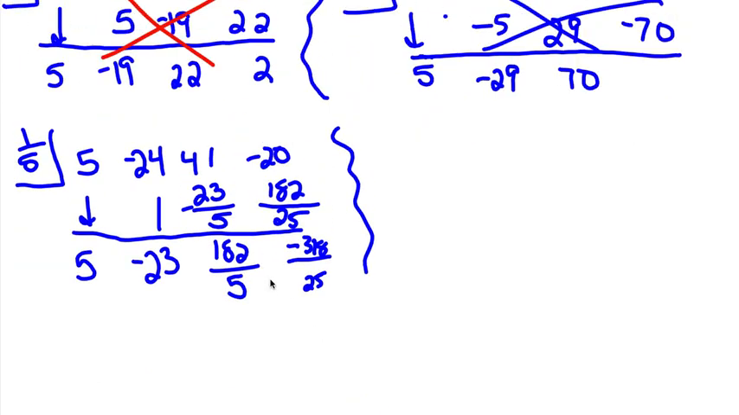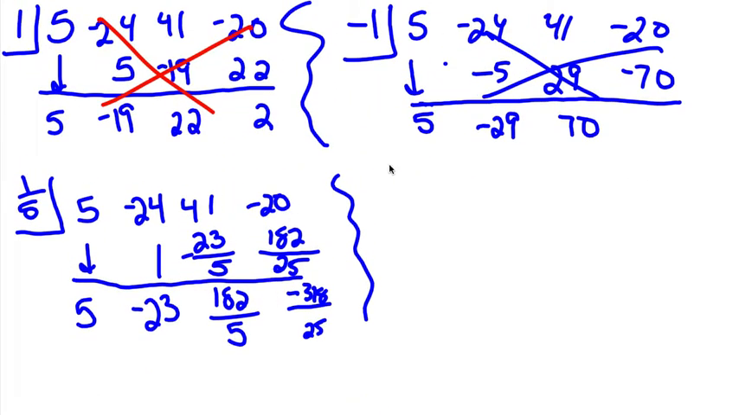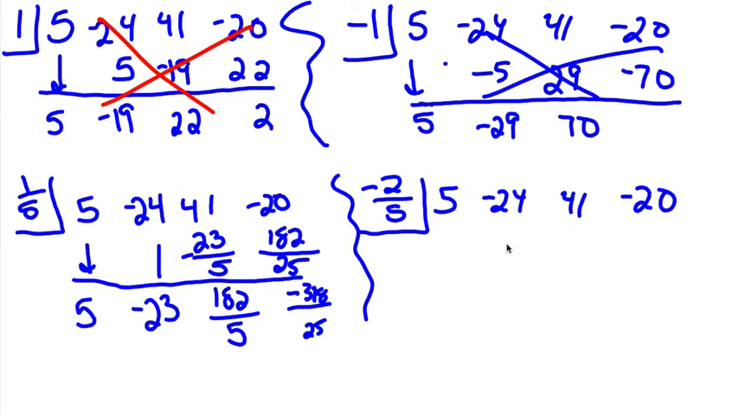I'm going to do one more here, okay? I'm going to do the negative 2/5. We'll do one more. I don't want to make it too easy and give you the answer right away. We'll struggle through one more, and then I'll give you the answer. 41, negative 20. Just to get some practice here with adding and multiplying fractions or decimals or whatever.